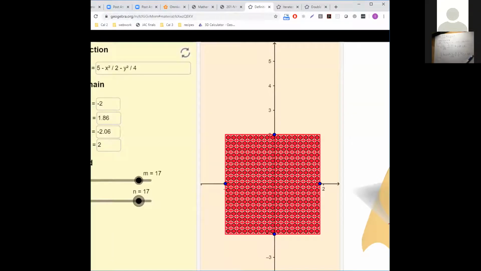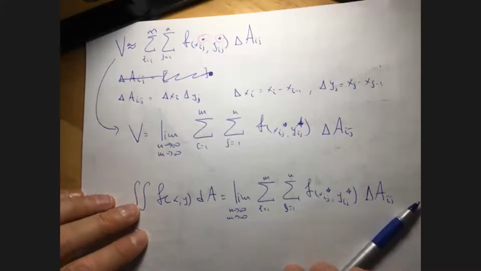So evaluating the double integral in this case, as you might imagine, is going to be very, very difficult. So let's talk about iterated integrals. Iterated integrals basically tell us how to evaluate these double integrals.